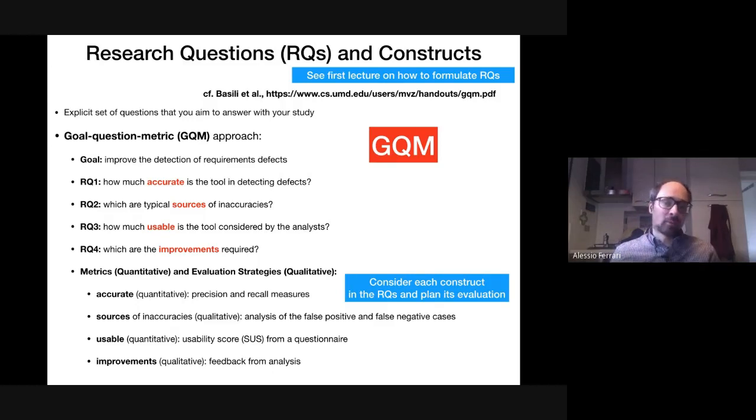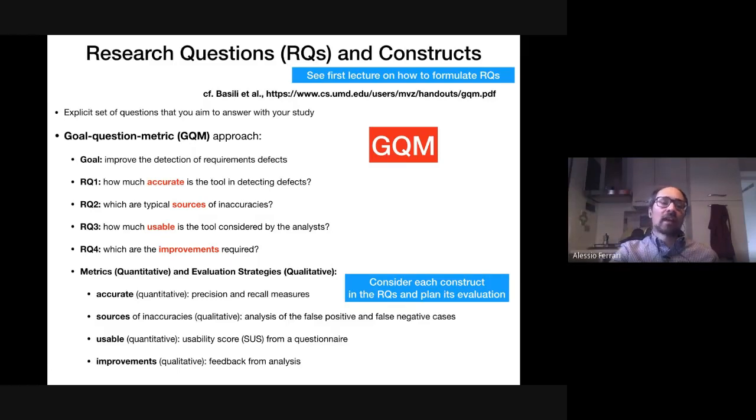For example, in this case, the questions can be: how accurate is the tool in detecting defects? Which are the typical sources of inaccuracies, so the patterns of inaccuracies? How usable is the tool considered by the analysts? Which are the improvements required? So this is what we discussed up to now.